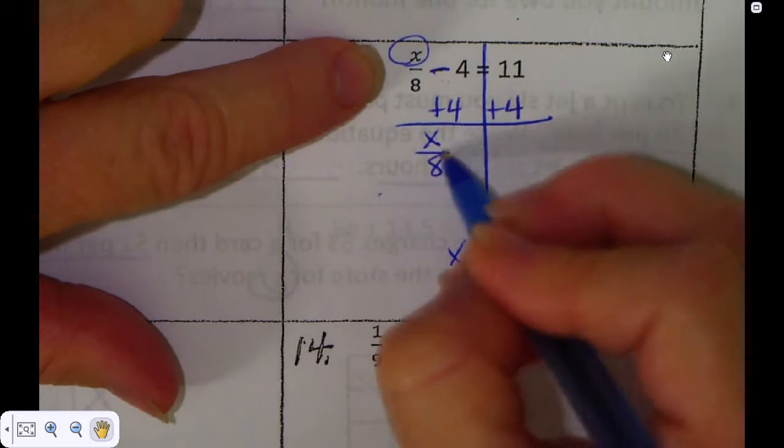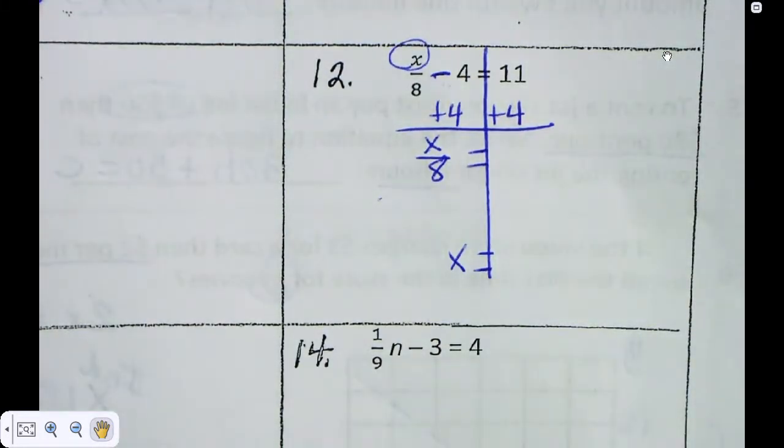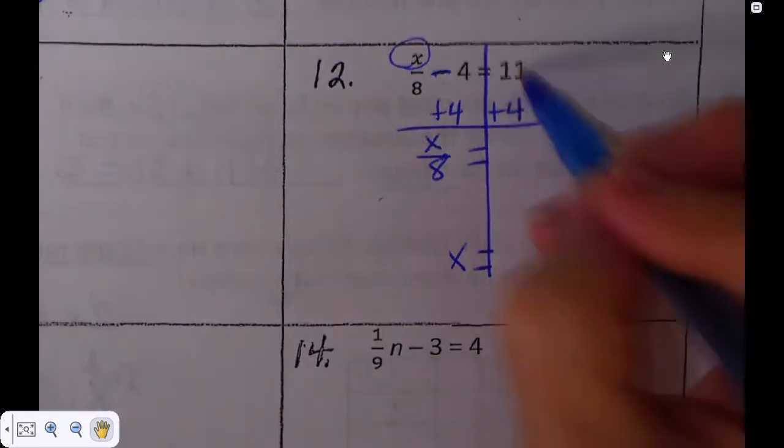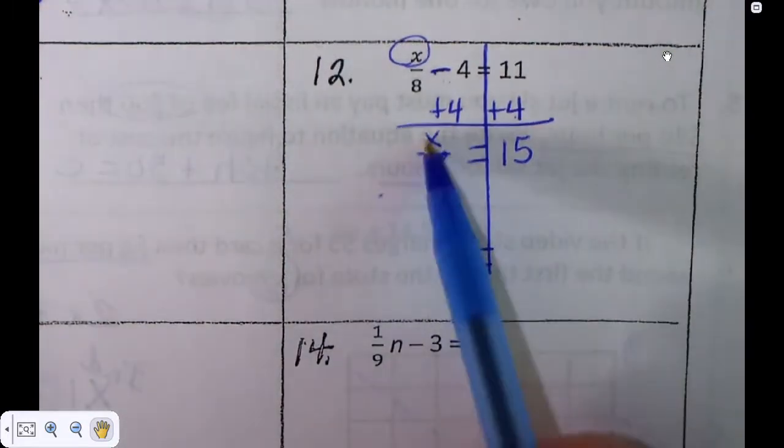x divided by 8. Guys, you just bring it down. Don't try to do anything. A while ago, people were trying to do crazy stuff with it. And 11 plus 4 is 15. Now, that's dividing by 8.